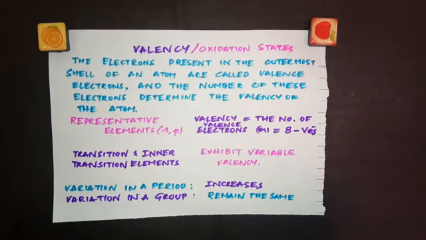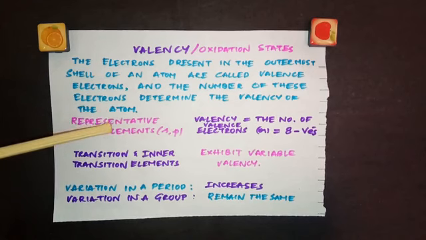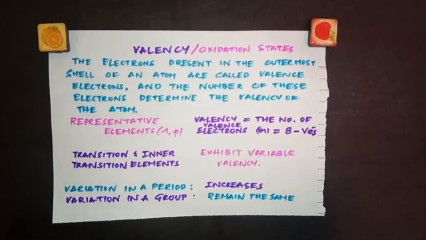It has been observed that the chemical properties of the elements depend upon the number of electrons present in the outermost shell of the atom. So the electrons present in the outermost shell of an atom are called valence electrons, and the number of these valence electrons determine the valence, or we call as valency, of the atom.